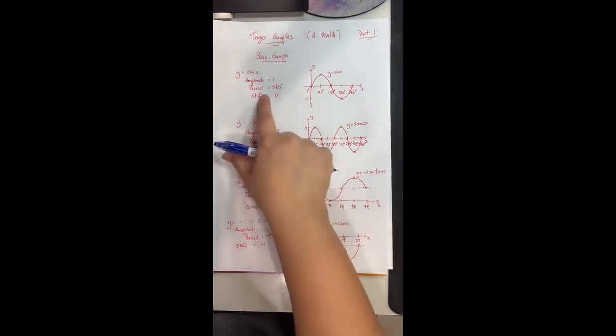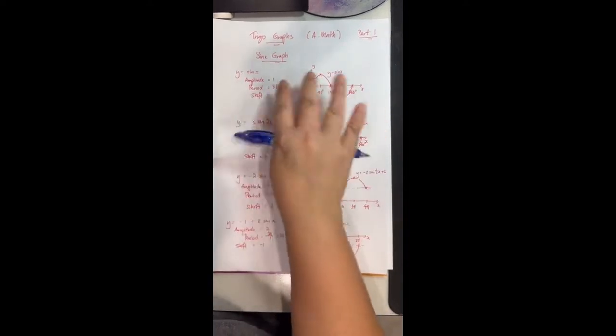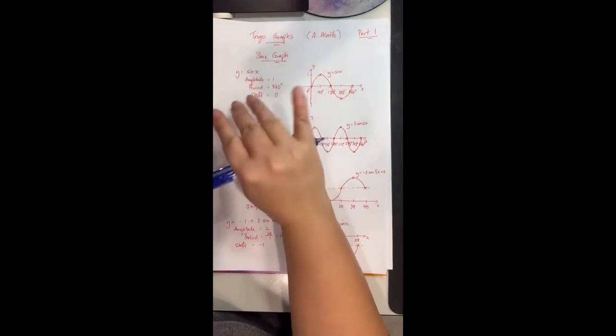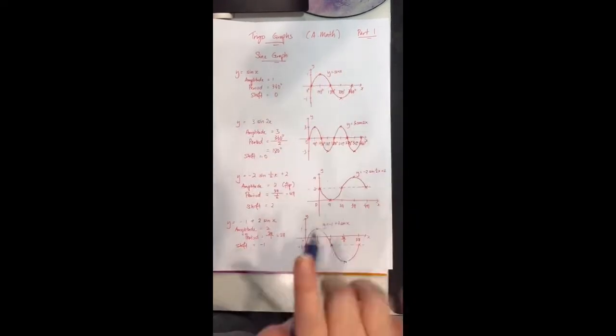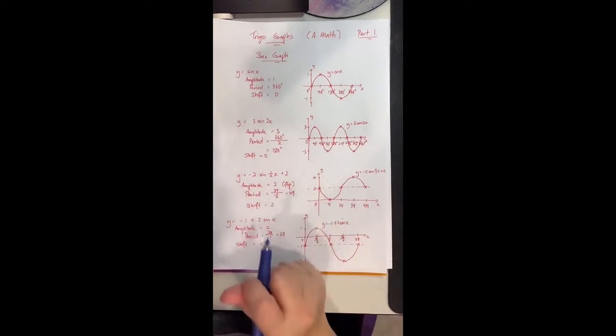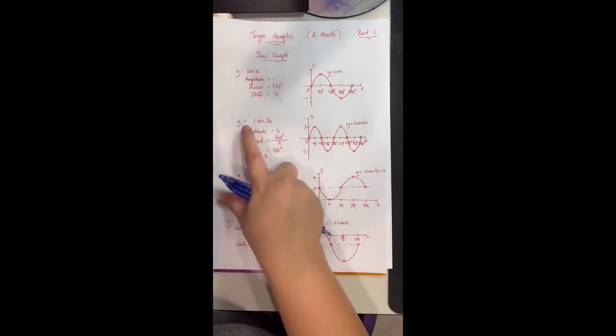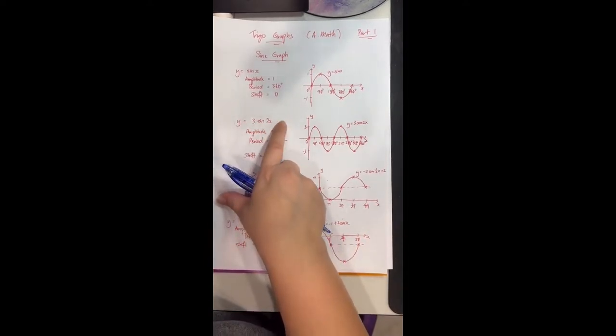Okay, so this is the sine graph, the very basic sine graph, which is when the amplitude is 1, the period is 360. Okay, so now let's do a little bit of shift. So look at over here. Y equals 3 sine 2x.